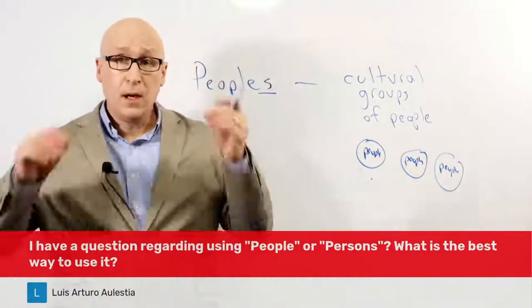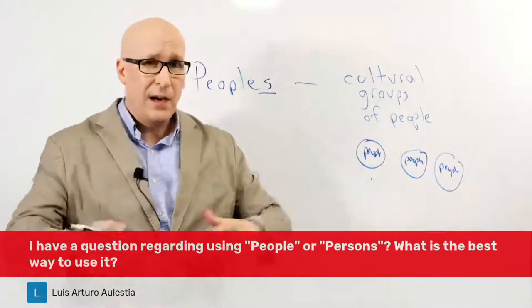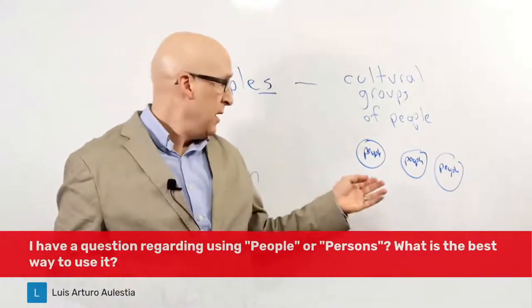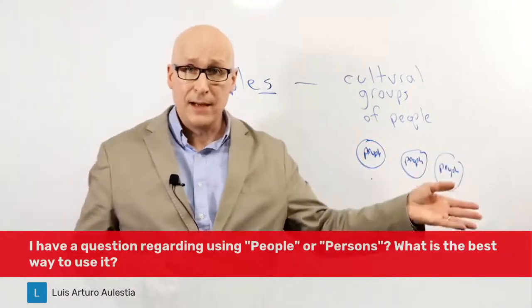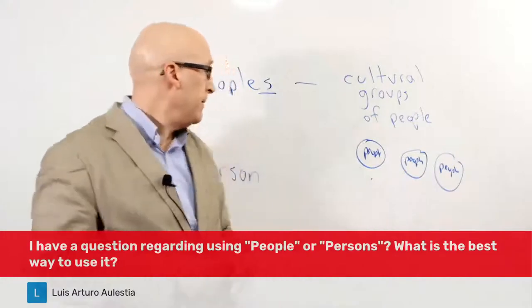Right? A country like Canada has a multicultural society. Now everyone's pretty much mixed and integrated together. But you could say there are different peoples in Canada. Different cultural groups in Canada. Okay?